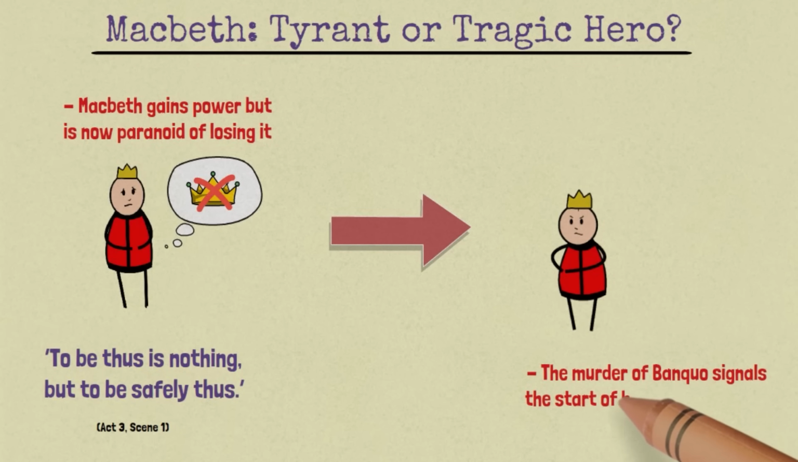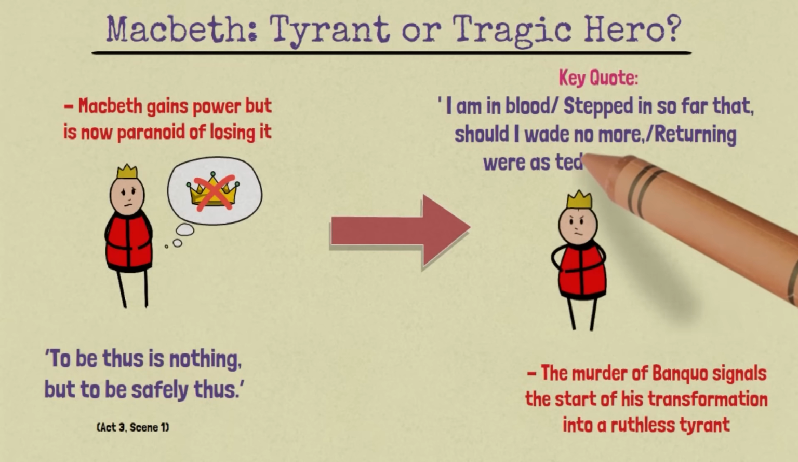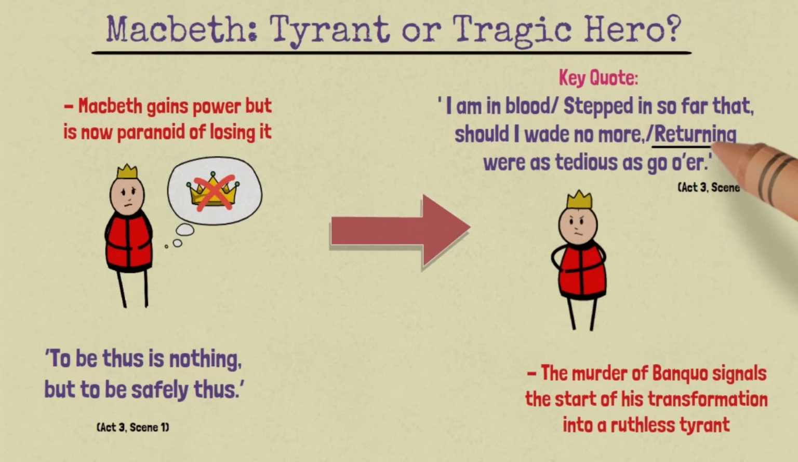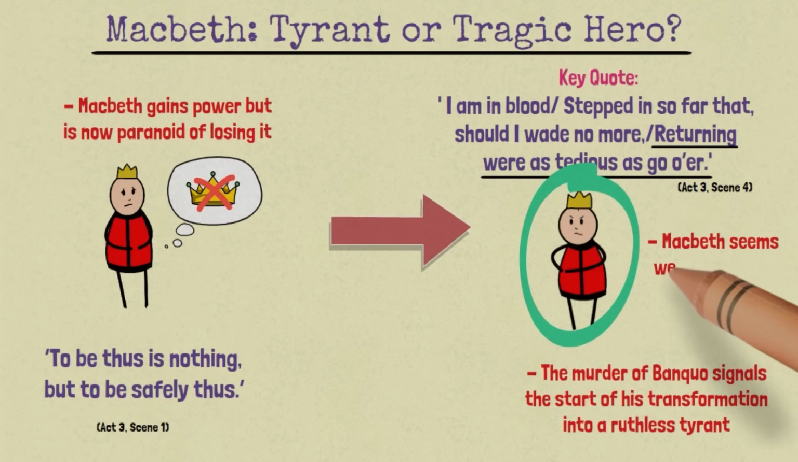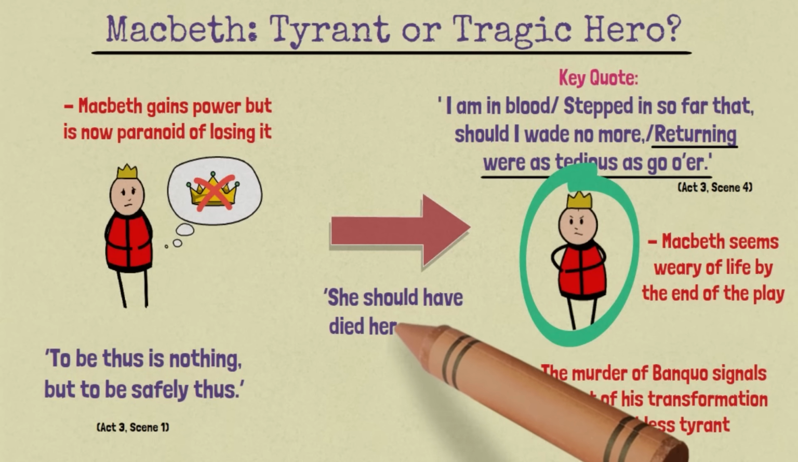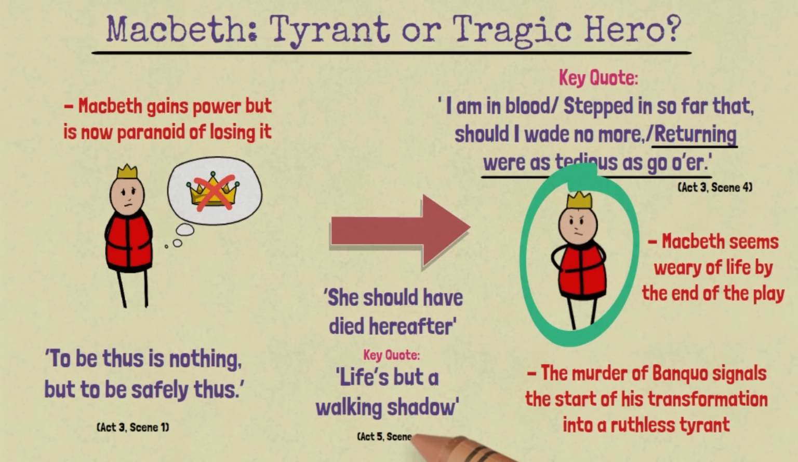He can no longer blame his wife for his ruthless behavior, and even admits that he is in blood stepped in so far that to go back now would be just as hard as moving forward. By the end of the play, he has changed completely and seems weary of life. He's almost indifferent to the news of his wife's suicide, saying, "She should have died hereafter," and goes on to essentially say that life is meaningless, a walking shadow.